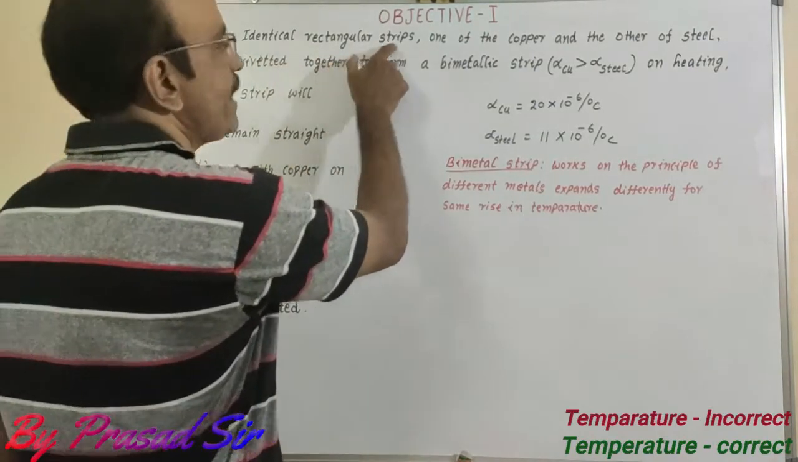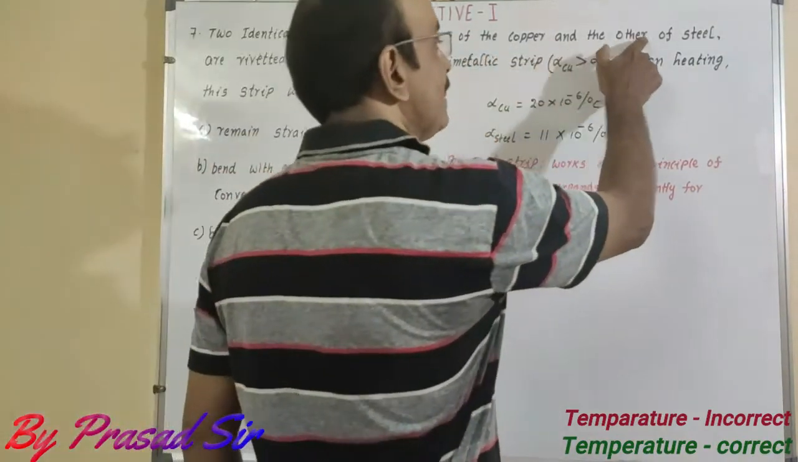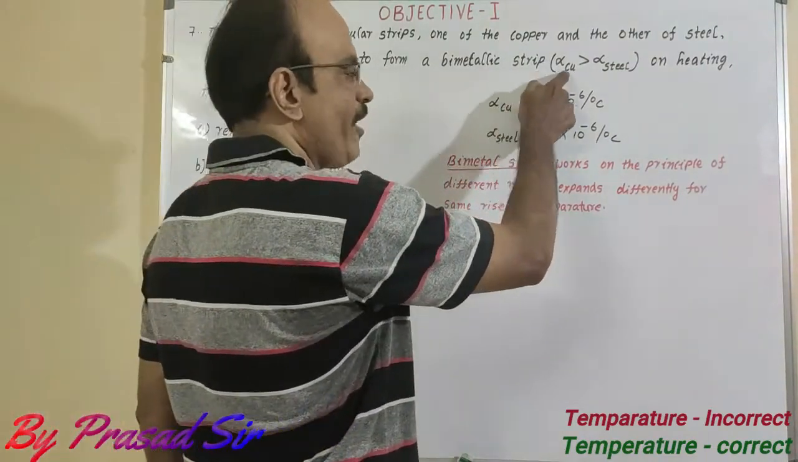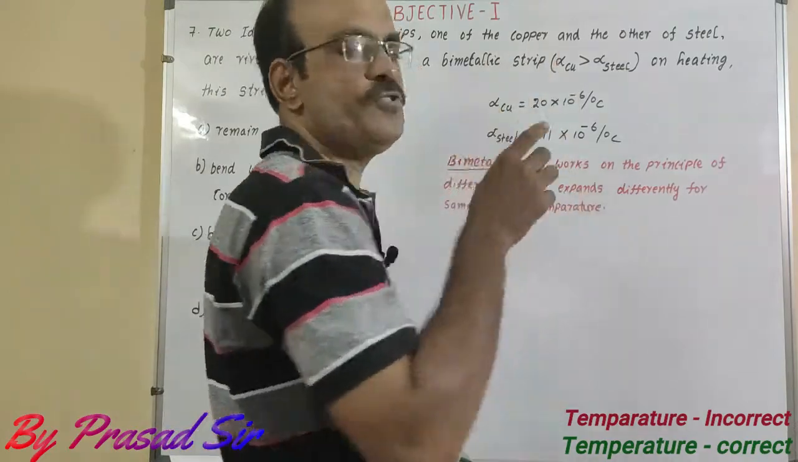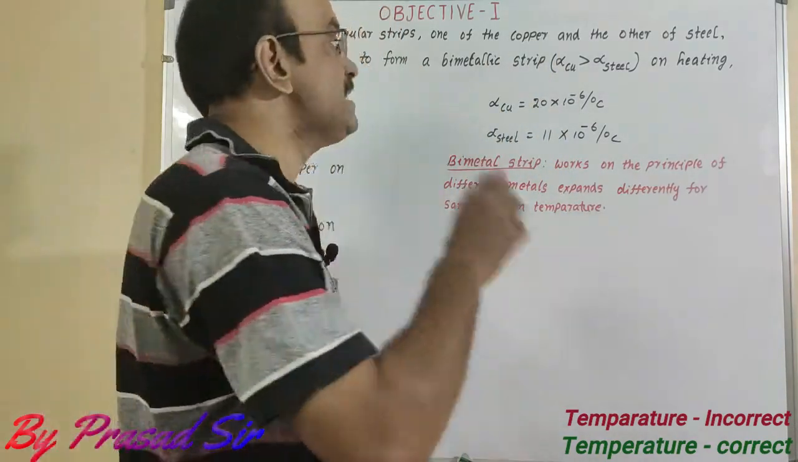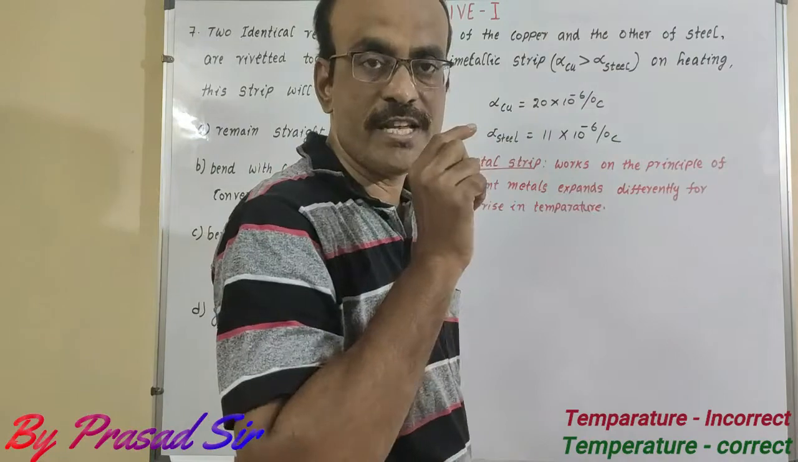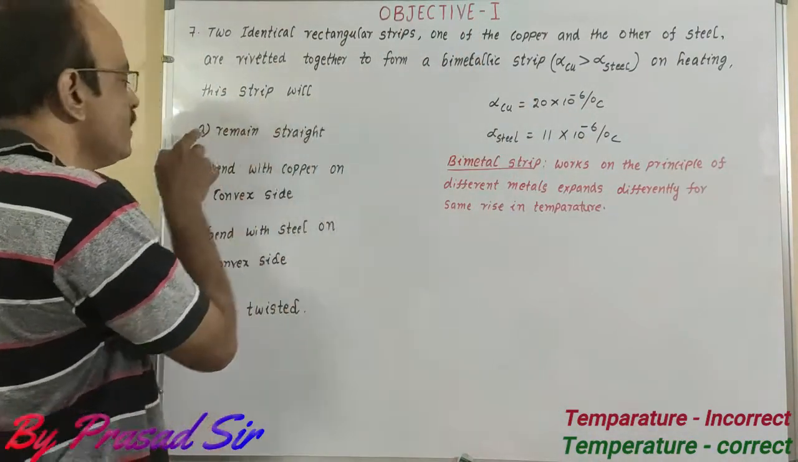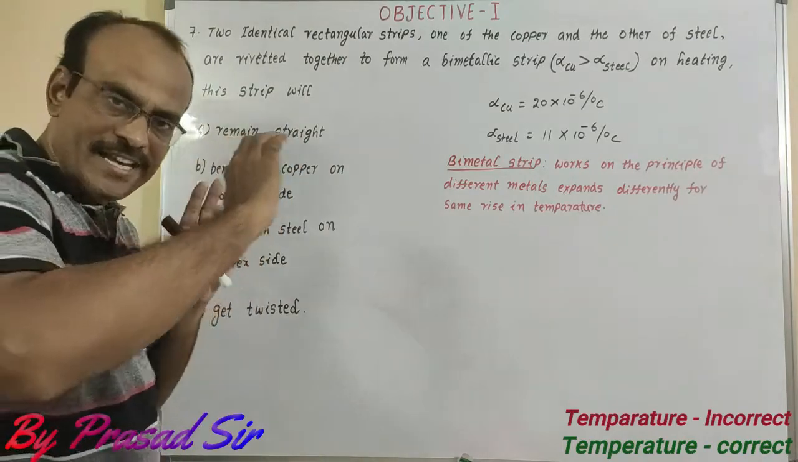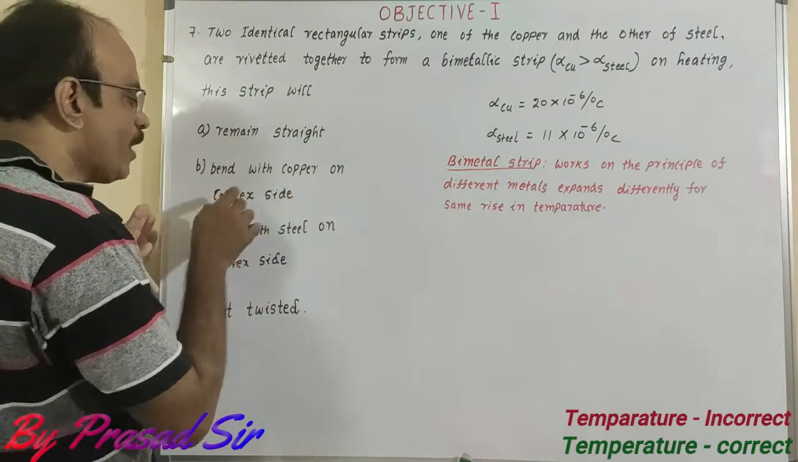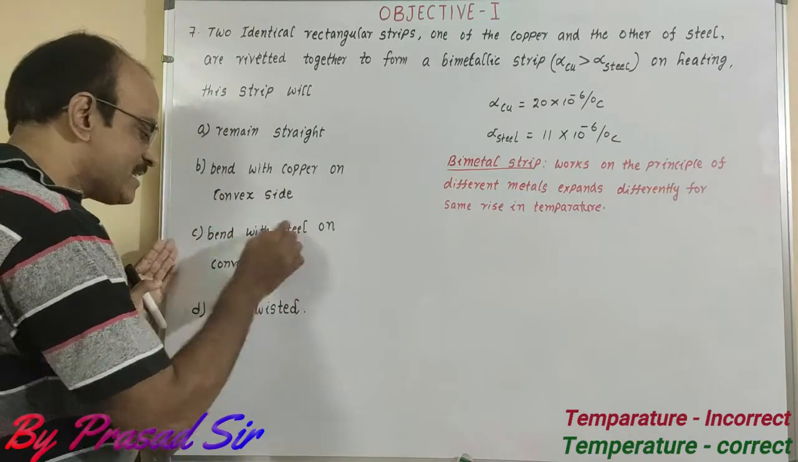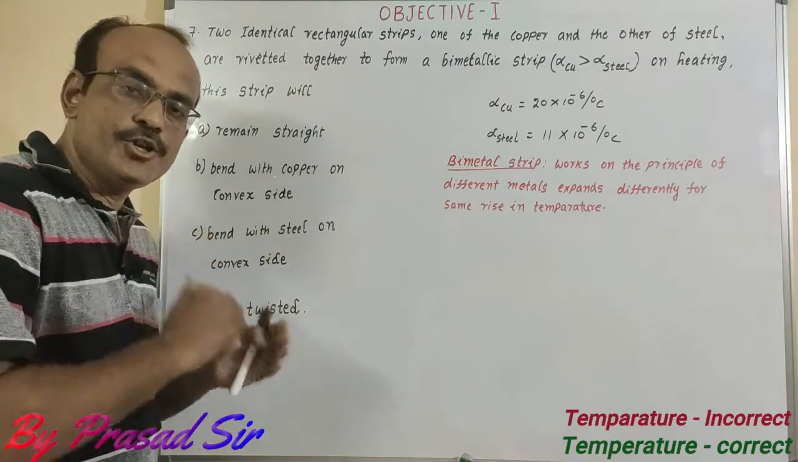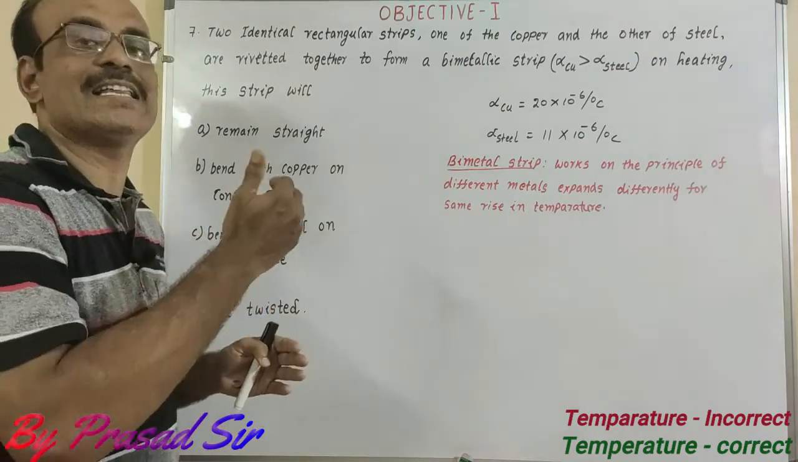Two identical rectangular strips, one of copper, the other of steel, are riveted together to form a bimetal strip, alpha of copper greater than alpha of steel. That is, the coefficient of linear expansion of copper is greater than that of steel. On heating, what happens to the strip? A. Remains straight, or bends with copper on the convex side, or bends with steel on the convex side, or gets twisted. Twisted means it changes into any other shape.